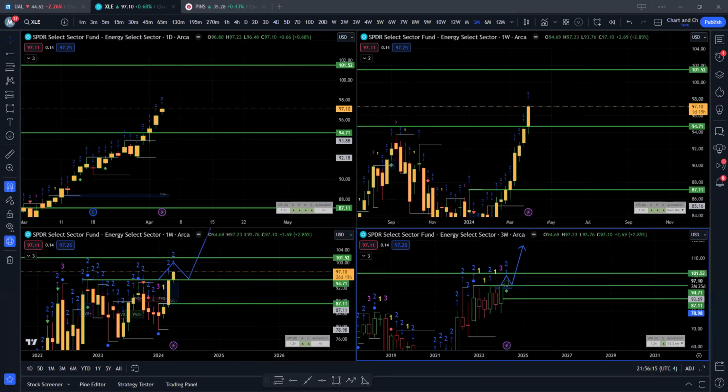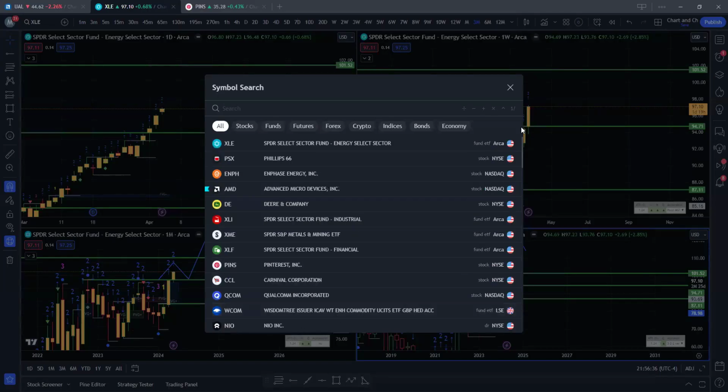XLE, energy. Reason why I want to point this out. Again, Strat perspective: 3-2 up on the quarter, 2-2 continuation on the month, continuation on the week and the day, right? So ideally, what we're looking for, obviously this tells us that the bulls are here. They're buying calls.